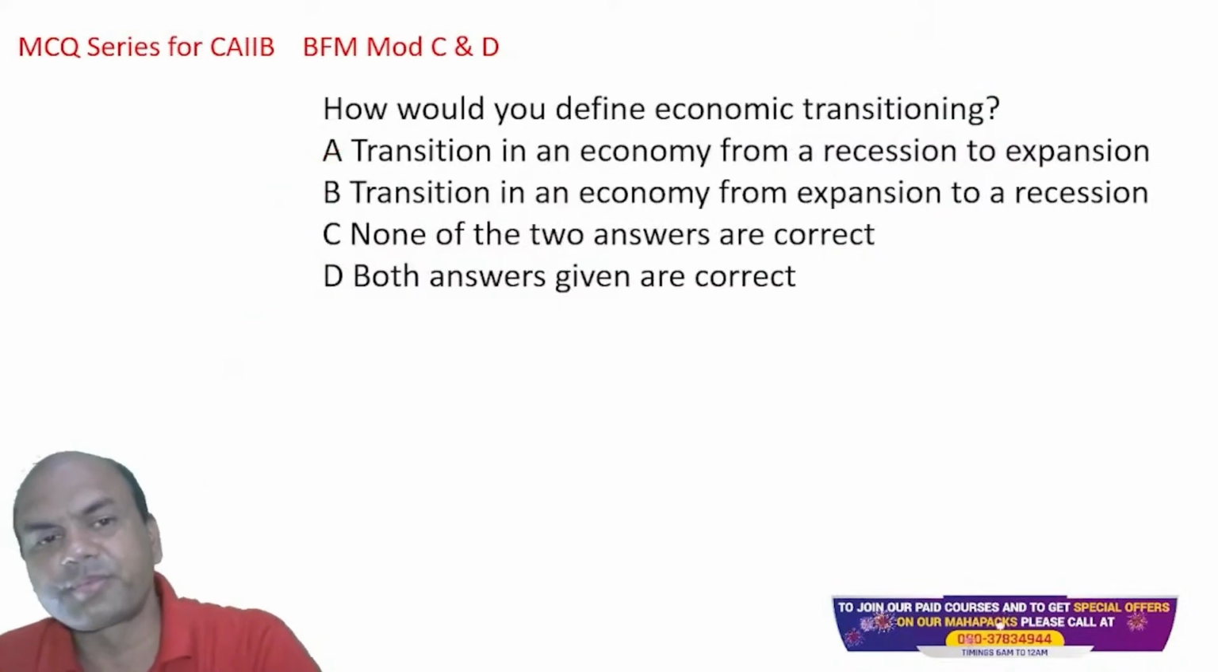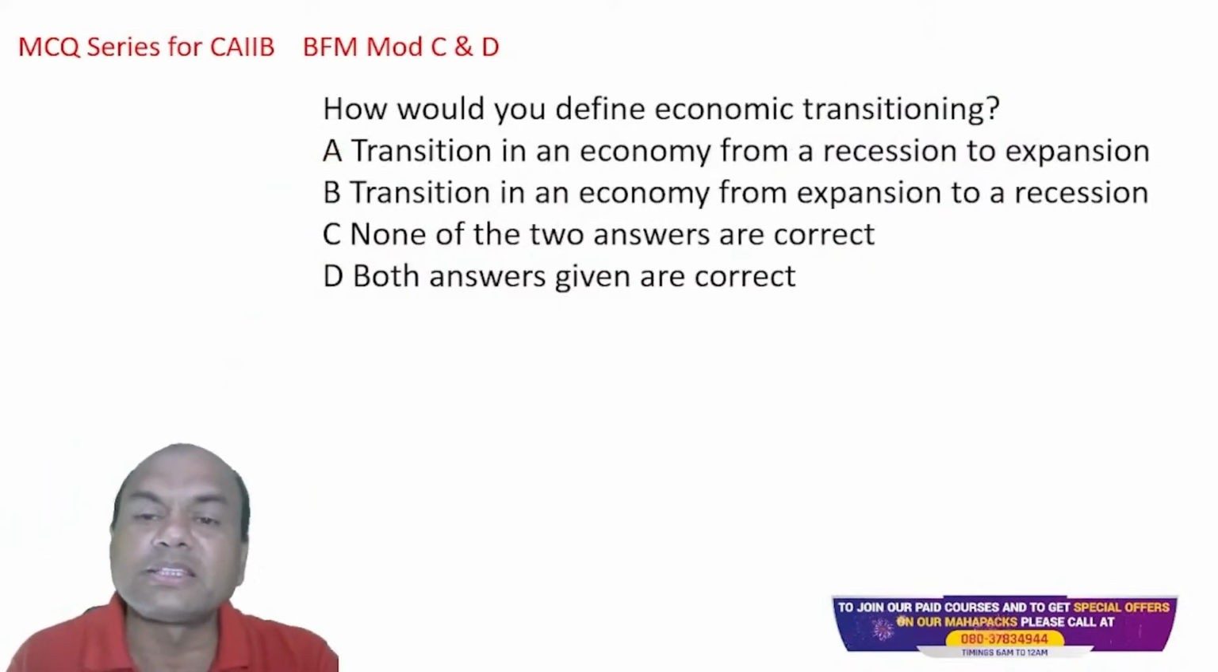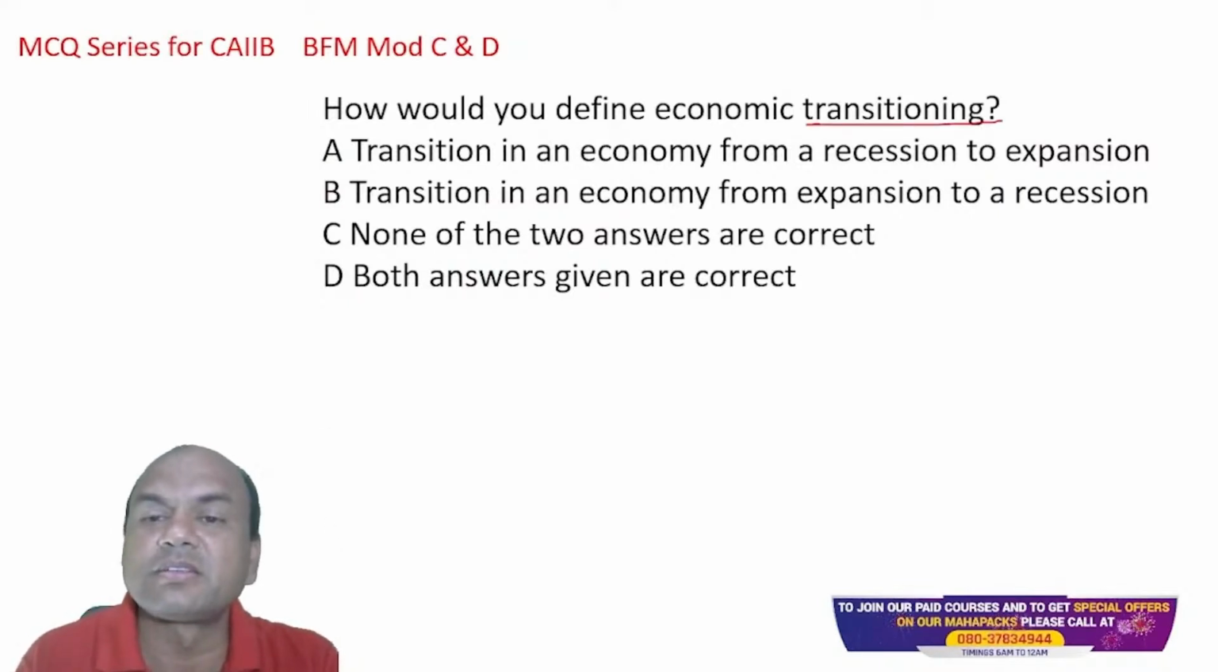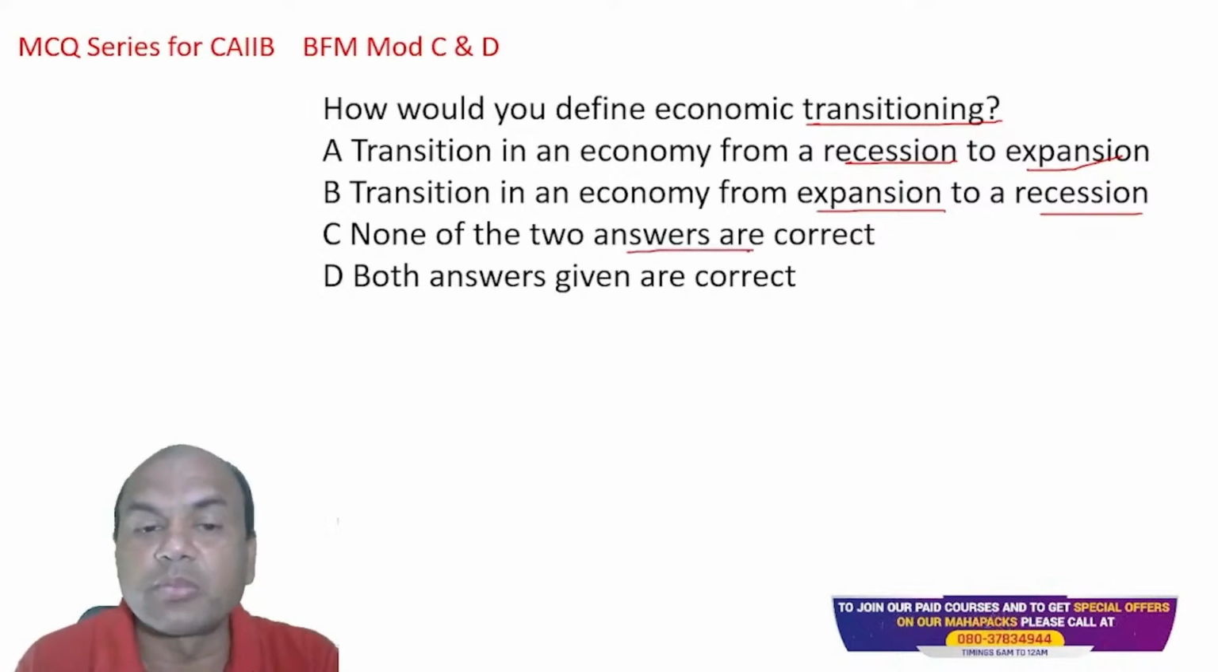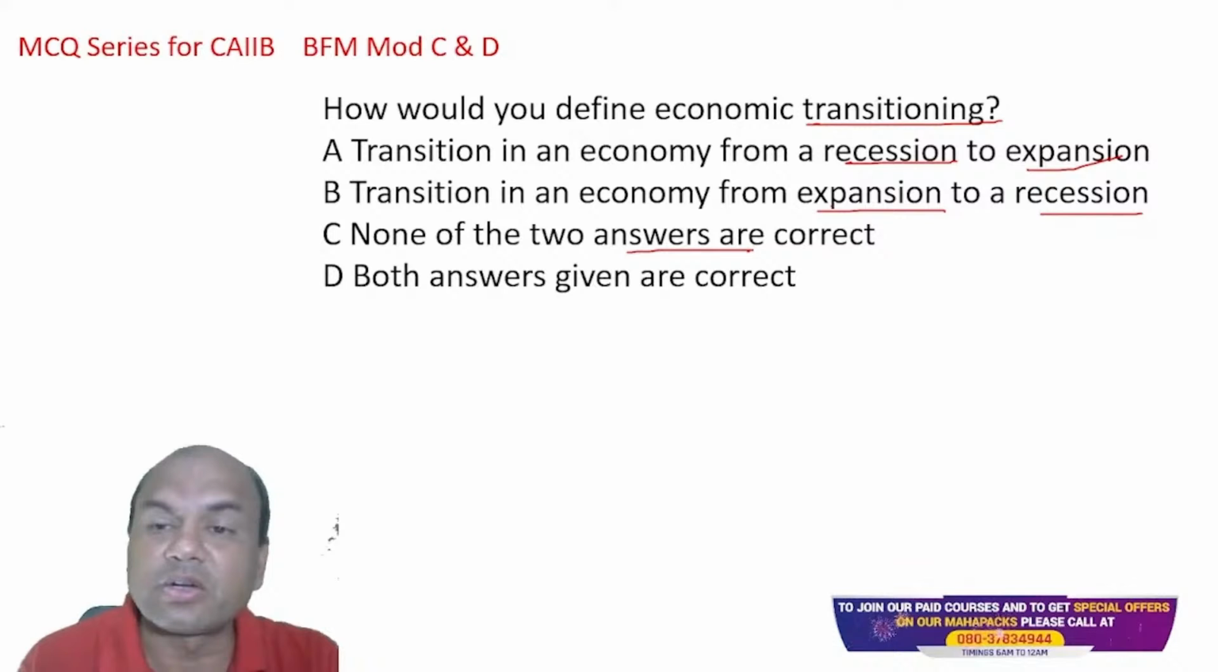How do you define economic transition? Transition means that camel humped curve. Transition in an economy from recession to expansion. Transition in the economy from expansion to recession. None of the above two answers are correct, and both are correct. What is this? Recession to expansion.